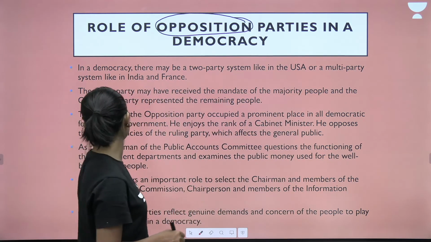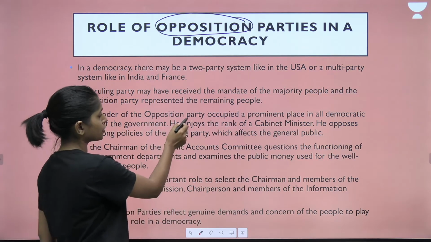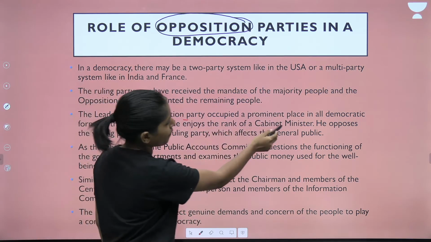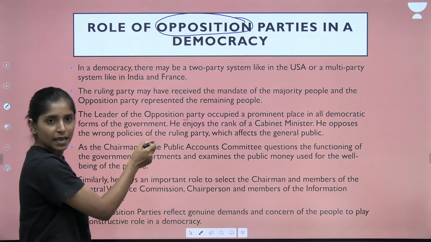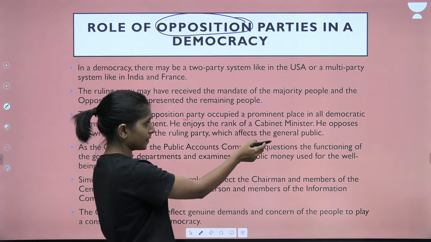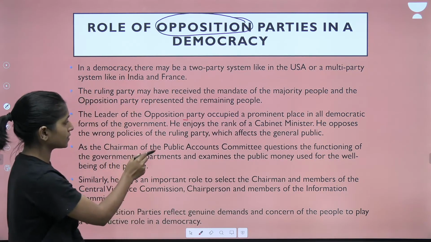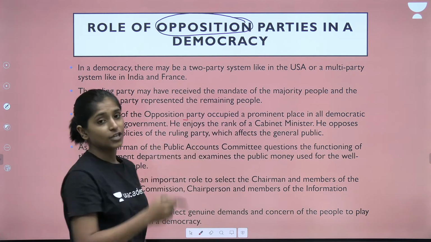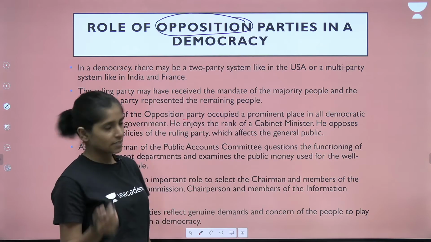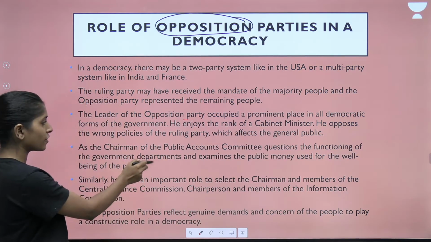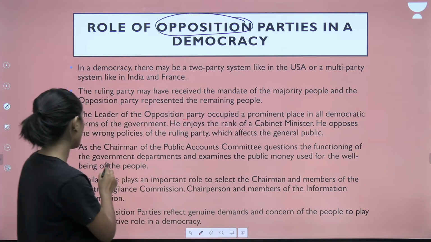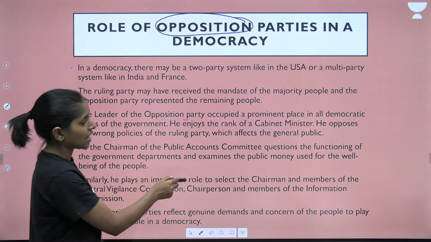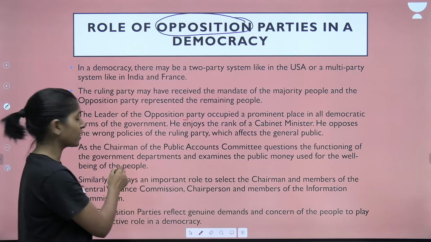अब इनका role क्या होता है? The leader of the opposition party occupies a prominent place in all the democratic forms of the government. He enjoys the rank of a cabinet minister. He opposes the wrong policy of the ruling party, which affects the general public. So this is what exactly happens. As the chairman of the Public Accounts Committee, he questions the functioning of government departments and examines the public money used for the well-being of the people.